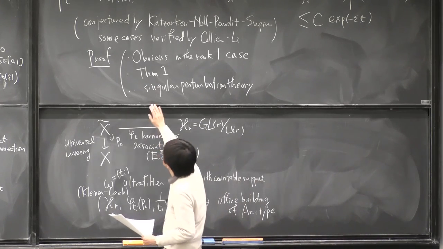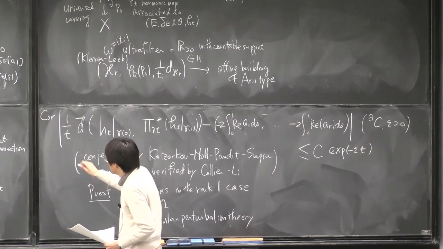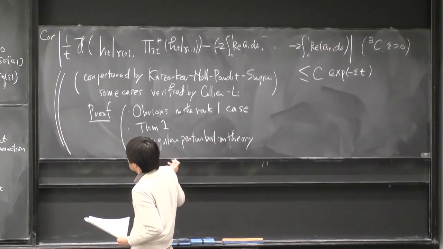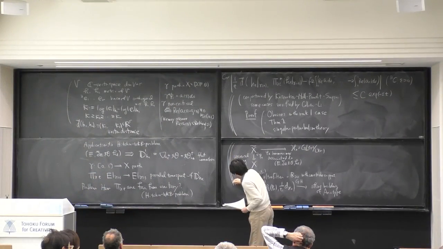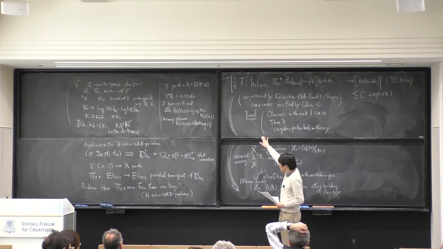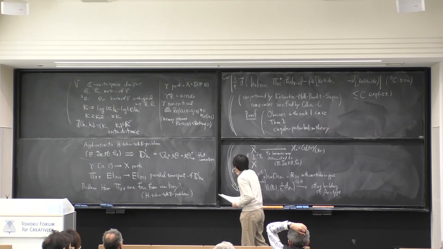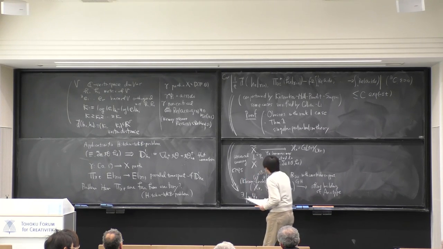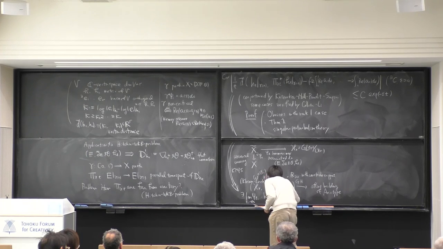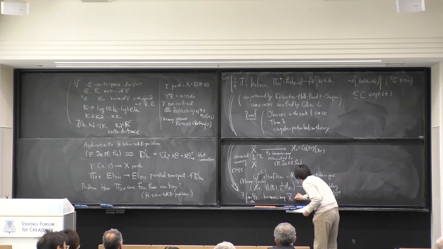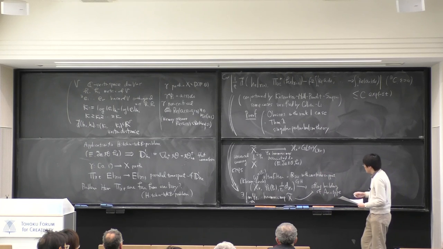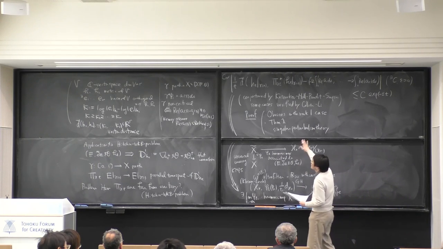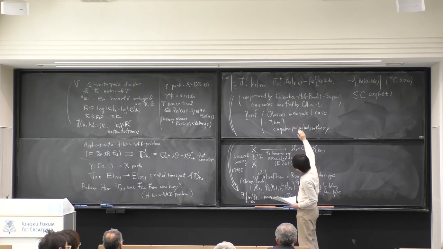Then, from this estimate and the argument of Korevaar and Schoen and Gromov and Schoen, we obtain the limit of this sequence of harmonic maps as a harmonic map from the universal cover to these affine buildings. So this interesting picture was conjectured by Simpson, and establishing this picture is one of the motivations of the study of such kind of estimates.